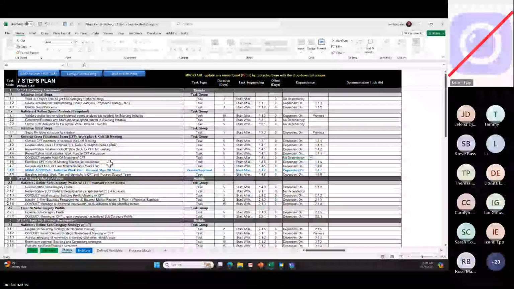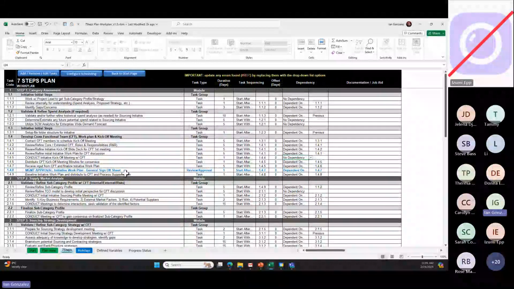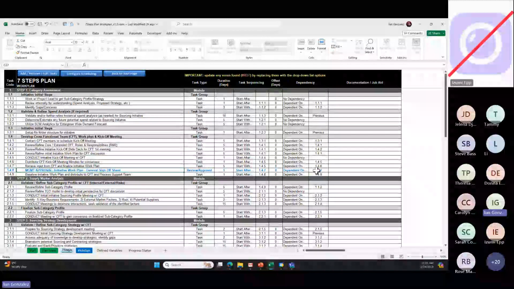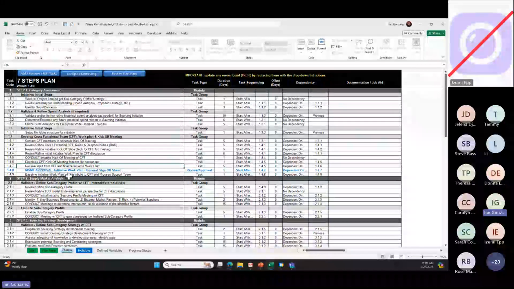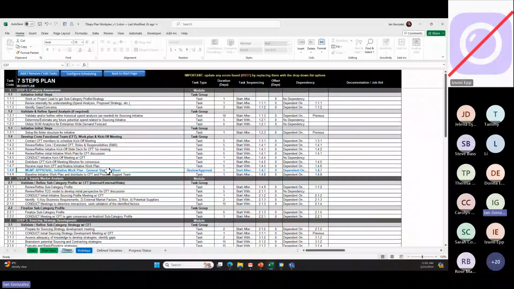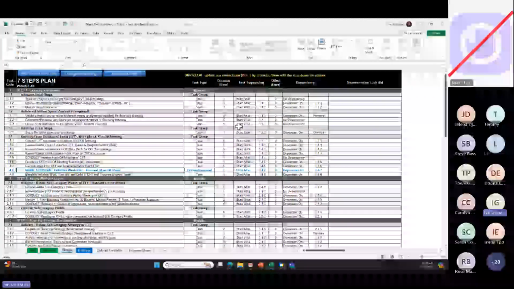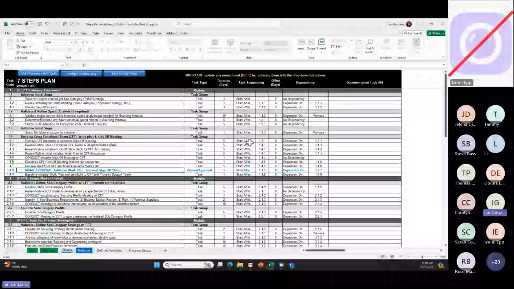Okay, but there are some, like for example, here this approval, the management approval of a work plan, that cannot happen until 1.4.7, selected from the drop down, is finished. So 1.4 is the previous task. So you have to receive input from the CFT and finalize your initial work plan. That has to finish first before you can get approval. So I said a lot of words there, but essentially this is very important.